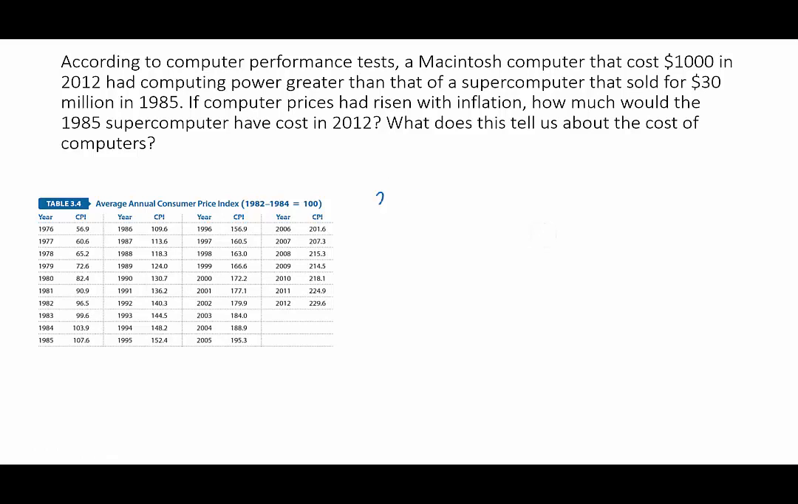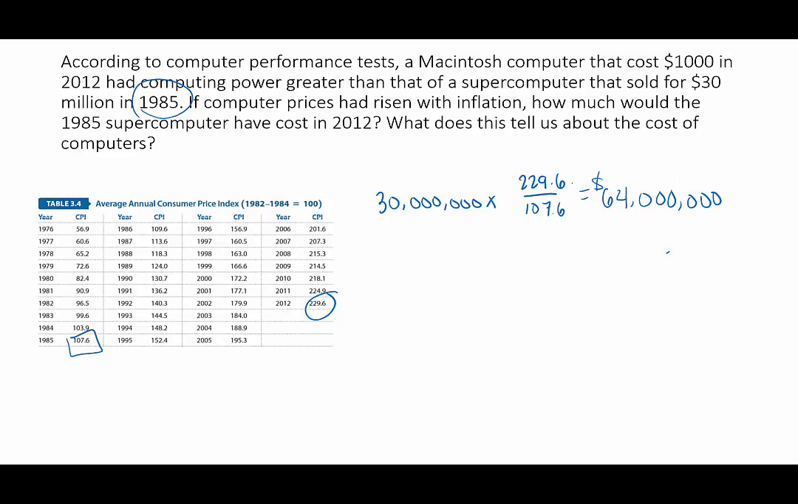Okay, so let's set this up. It's $30 million. Then we want to look at the CPI of 2012, 229.6, and divide it by the CPI of 1985, which was 107.6, excuse me. If we were to multiply this through, we would end up with $64 million. So this supercomputer that was created in 1985 in 2012 would have cost $64 million.